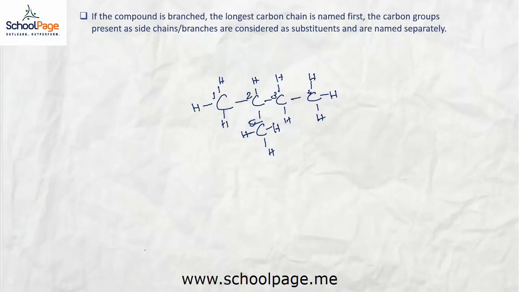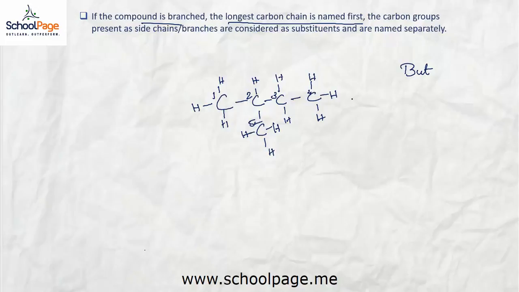so that the side chain, that is the CH3 group, which is the functional group in this particular compound, gets the least possible number as 2. But observe the rule which tells that if a compound is branched, the longest carbon chain should be named first. So the longest carbon chain here has 4 carbon atoms, so I'll name this first. So according to the rules observed previously, if there are 4 carbon atoms, then the root word will be but.